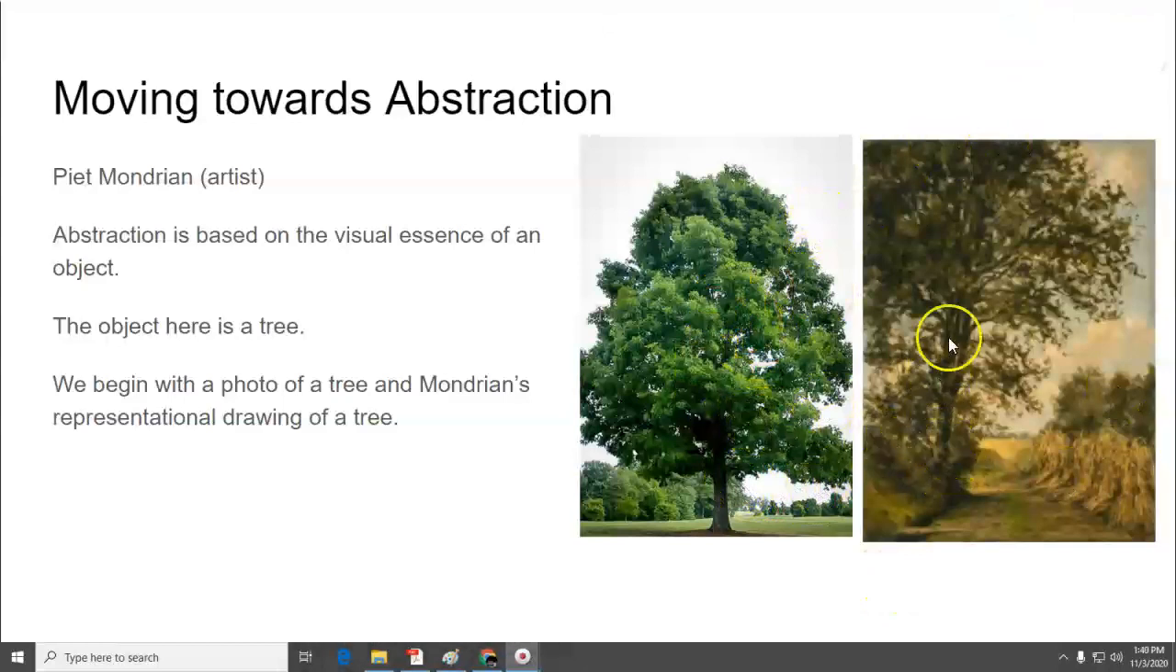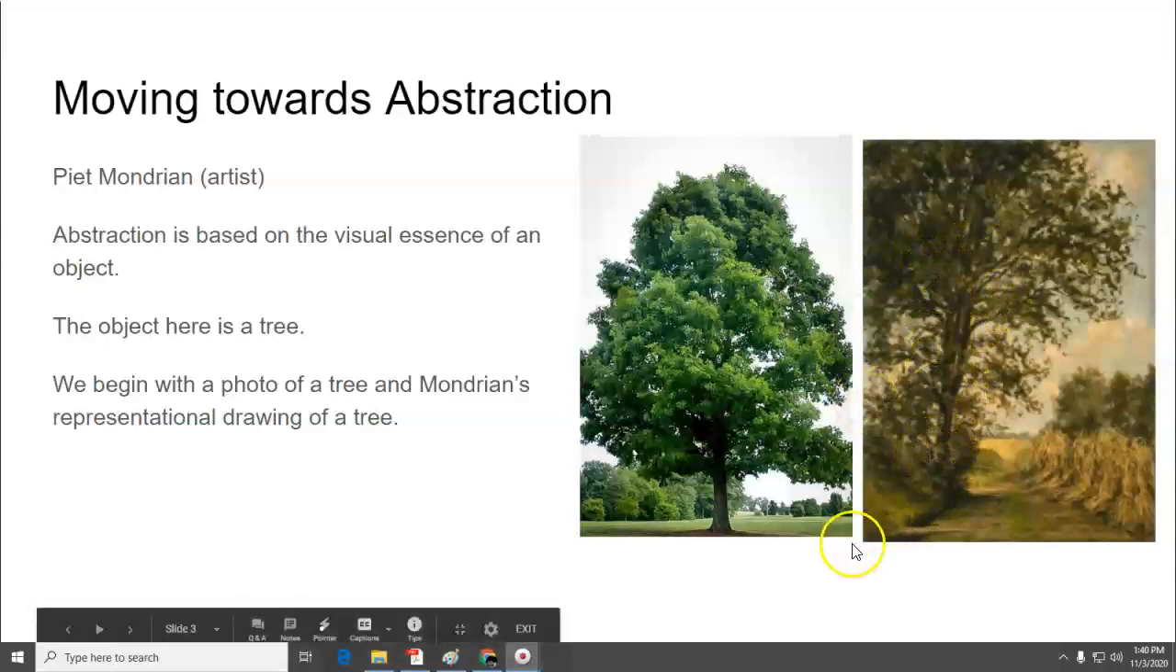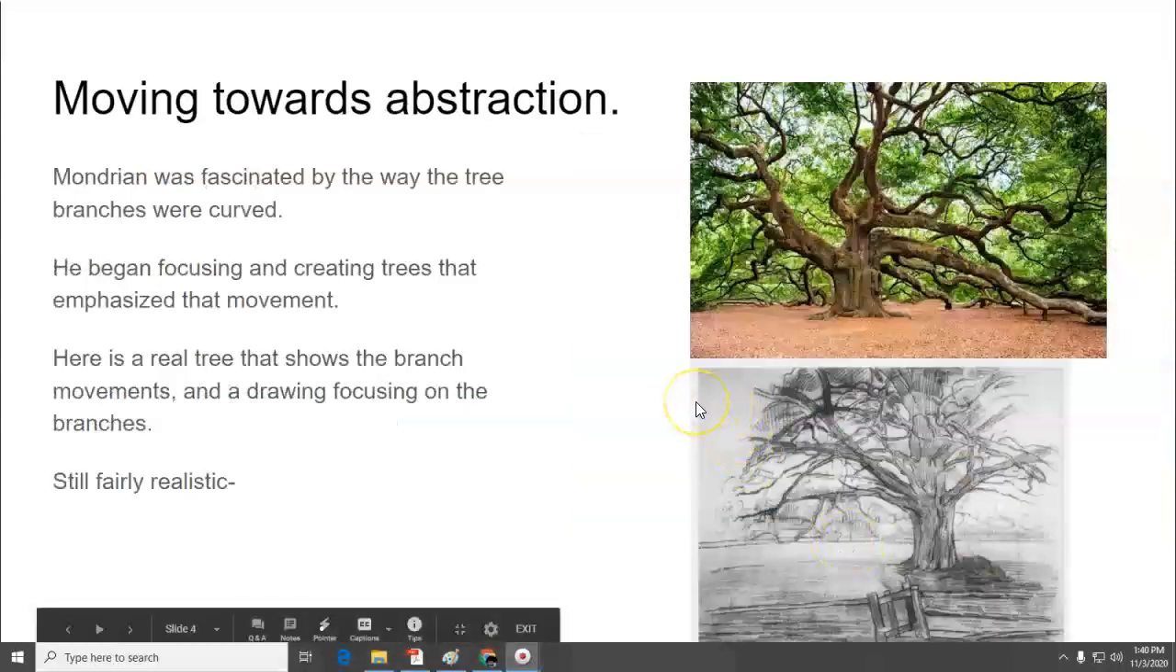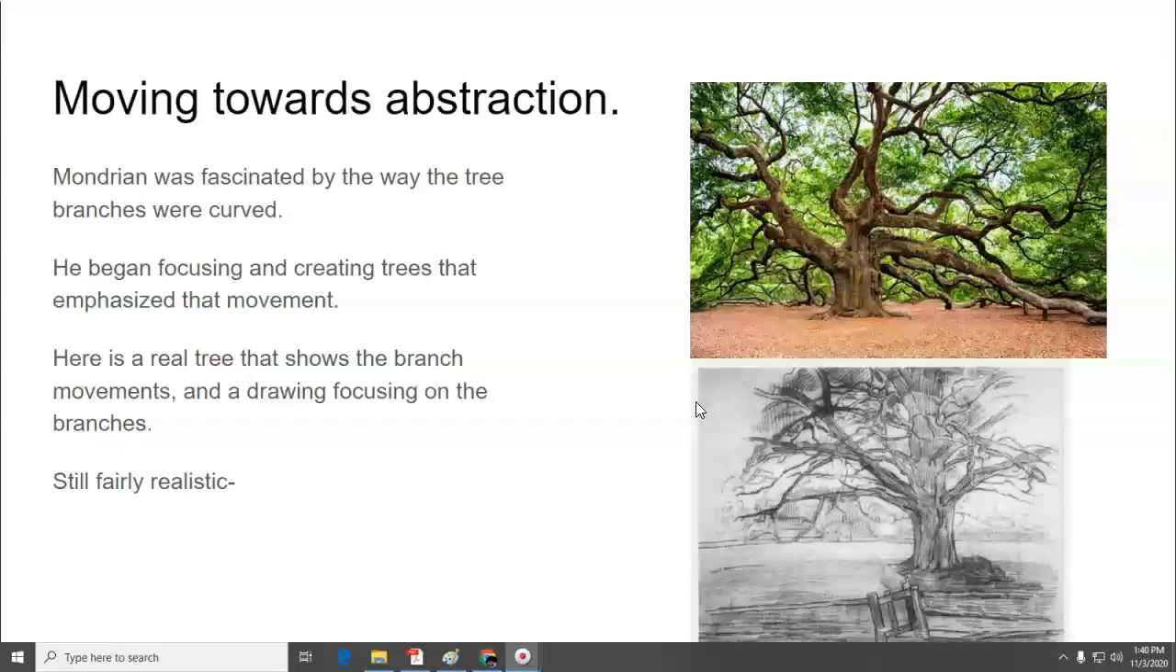And then here is one of his early paintings of a lane and some corn sheaves and a tree. And the tree, even though it's impressionistic, it's pretty realistic. You can see it has a trunk and some branches or limbs and leaves on it. He really enjoyed the way the tree branches curved. That was what he started focusing on. And he started working with trees that emphasized the movement and the structure of the tree branches.